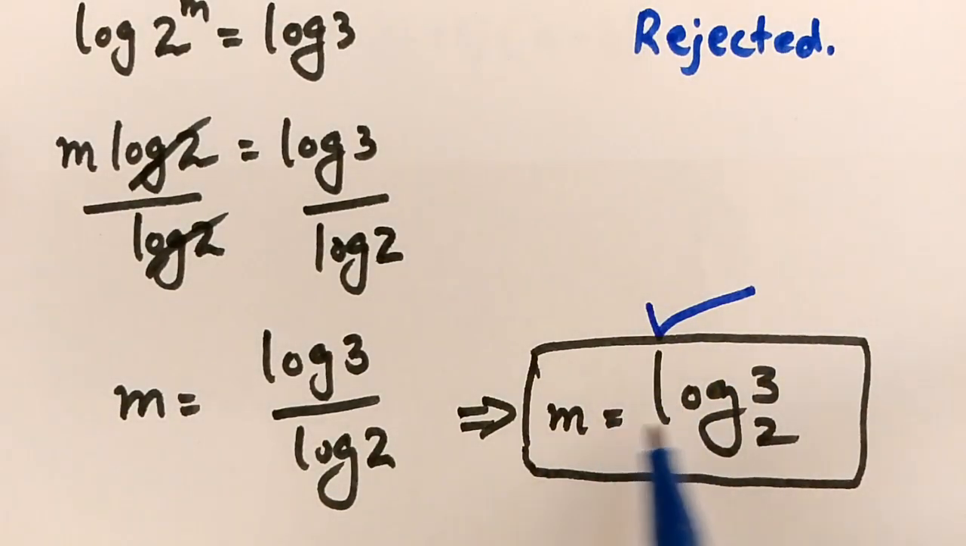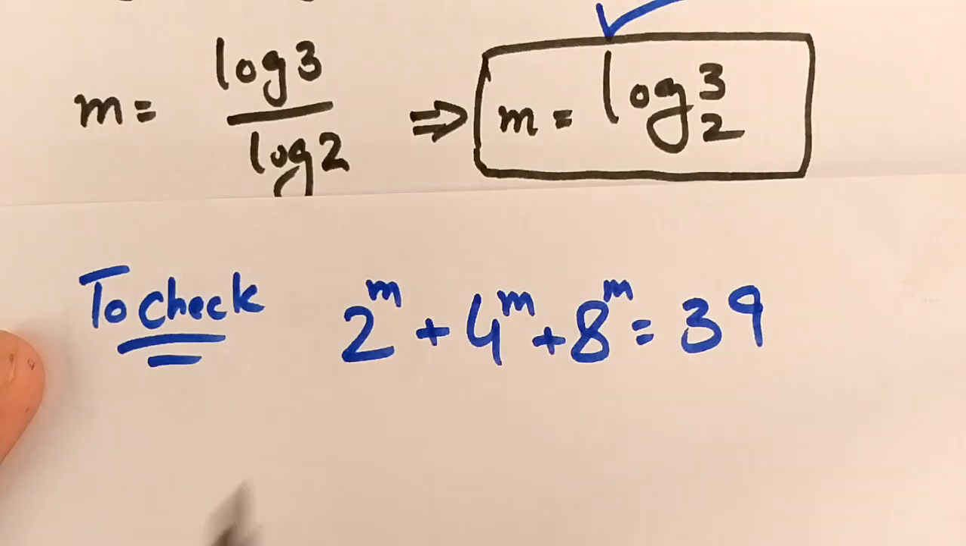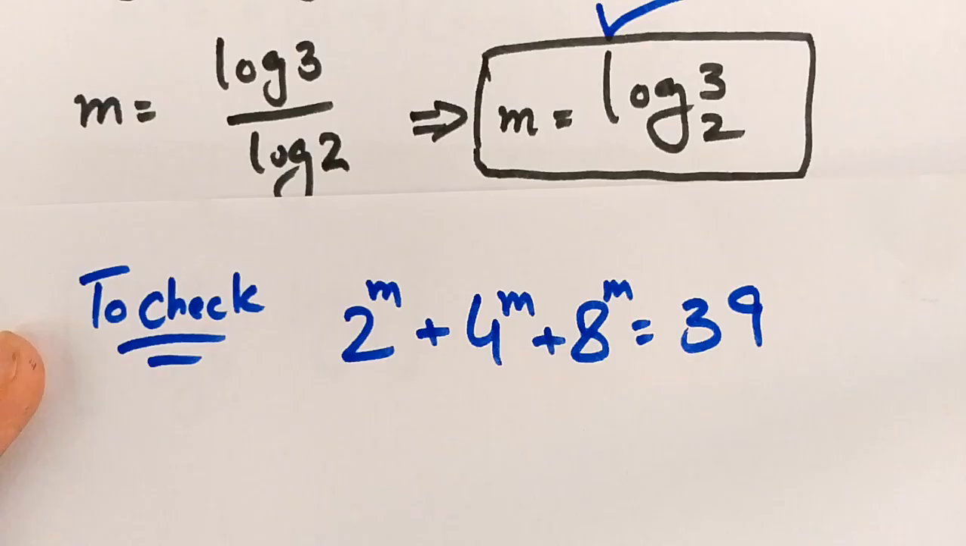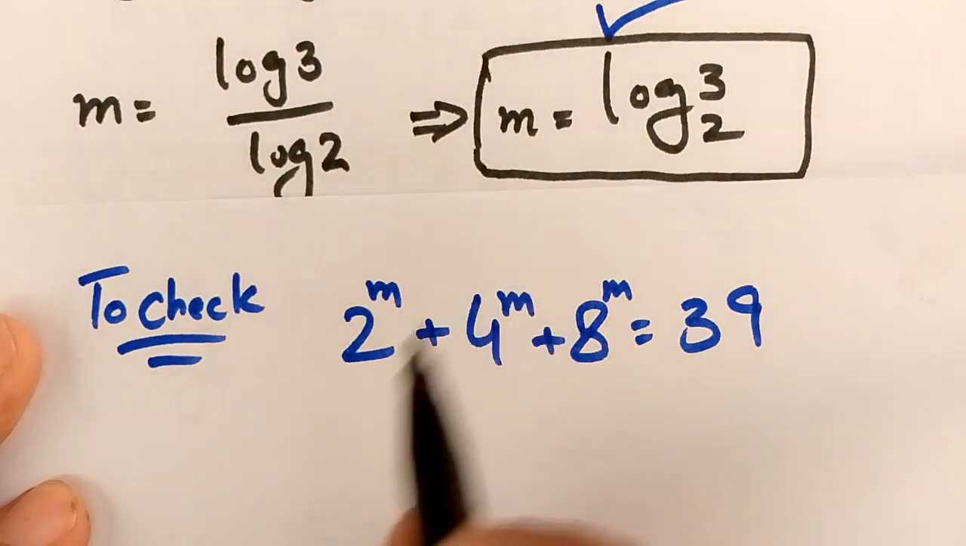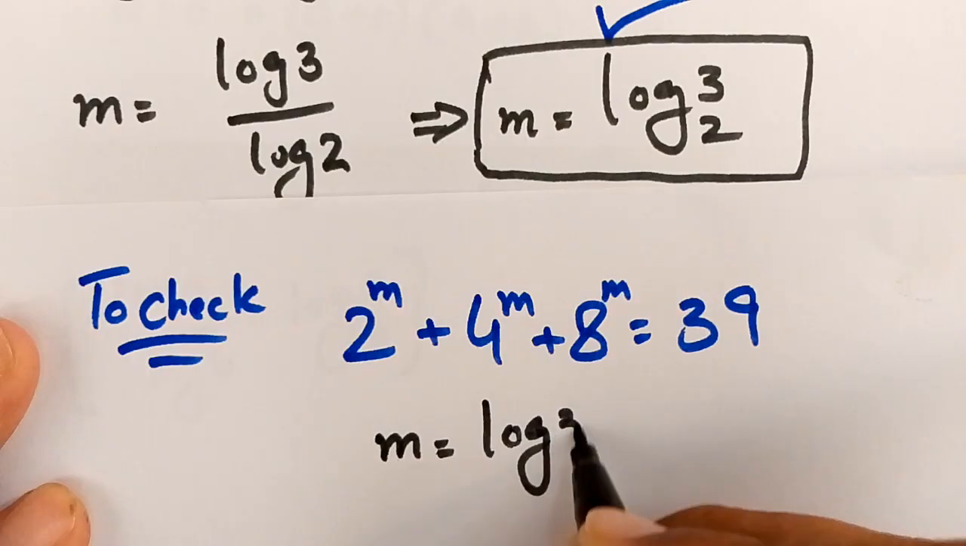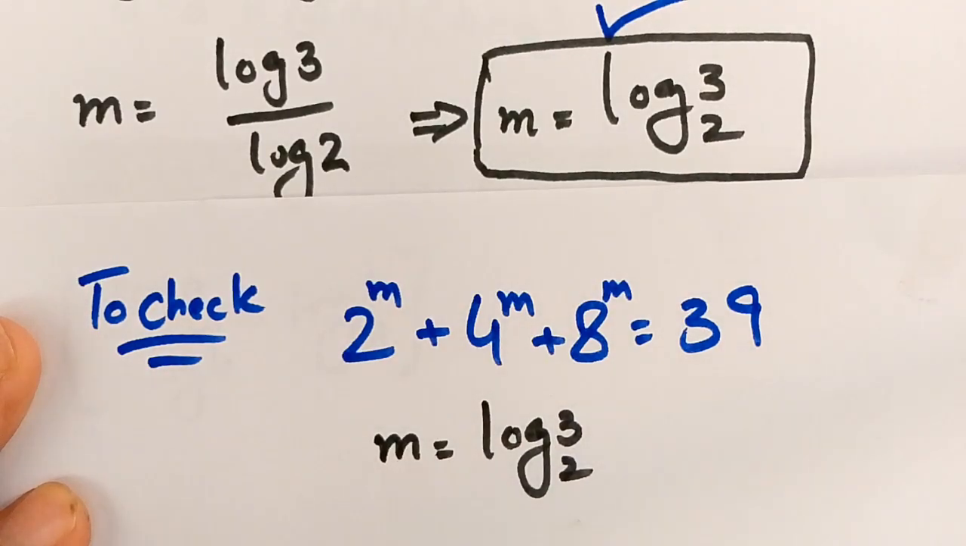Now we have to check whether this answer is correct or not. Now to check, the question is 2 to the power of m plus 4 to the power of m plus 8 to the power of m is equal to 39. And we know that the value of m is equal to log of 3 with base 2. So we have to put the value of m in this interesting question.